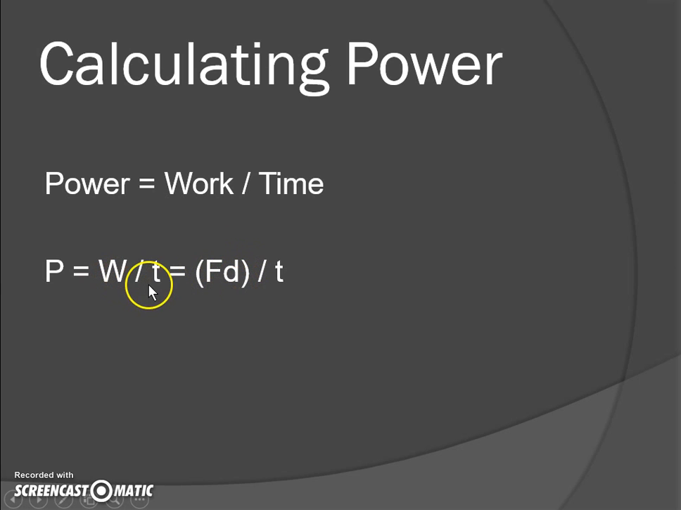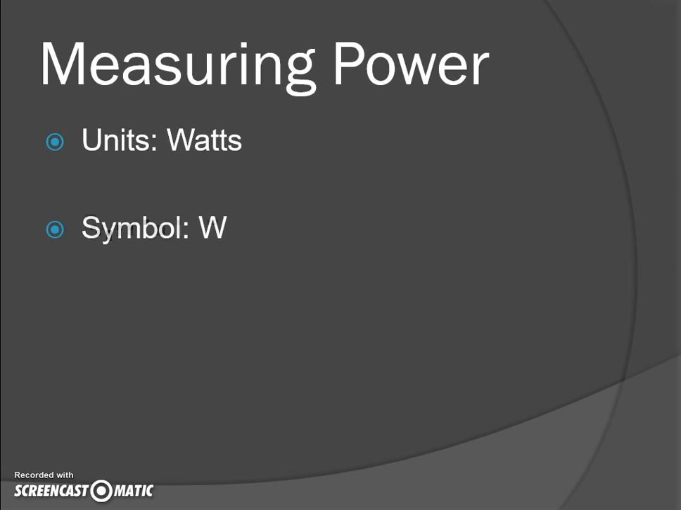So W divided by T equals the same thing as force multiplied by distance, then divided by time. And again, you see parentheses here. Those are important if you plug this into the calculator so that you can get the correct answer. Power is measured in watts, so capital W. Do not confuse the units for power with the variable for work. In your formula, it's capital W for work, but in your units, it's capital W for power.